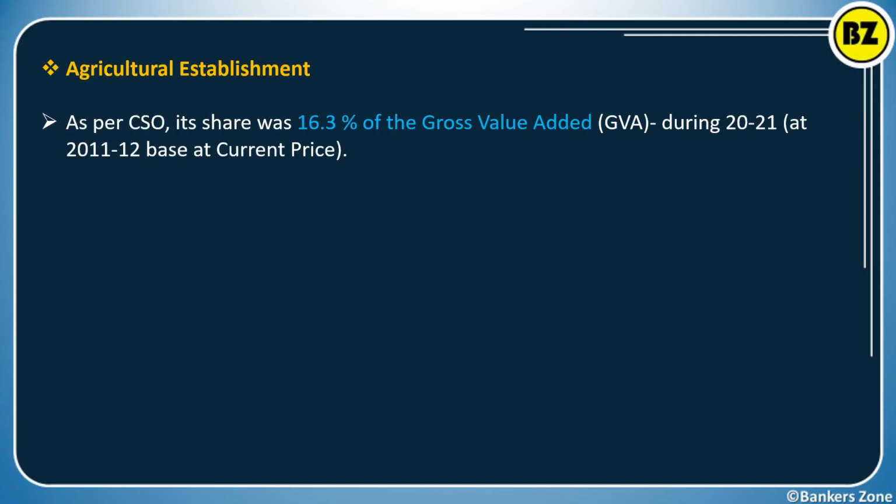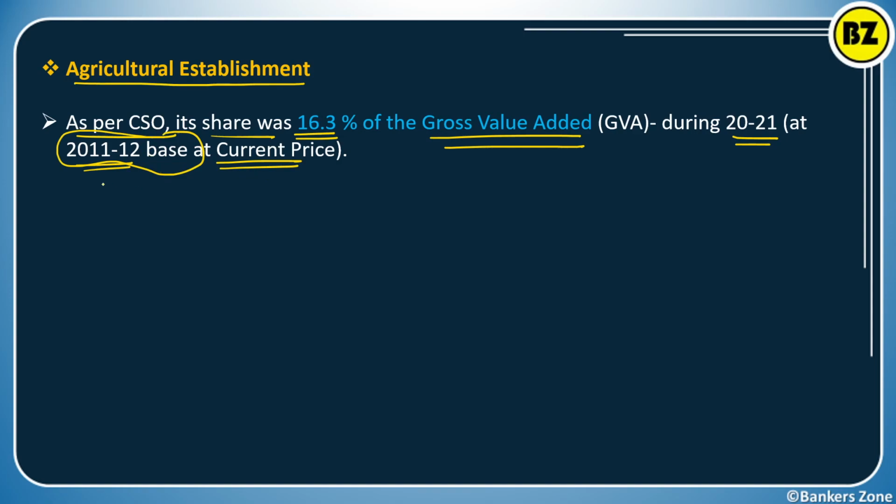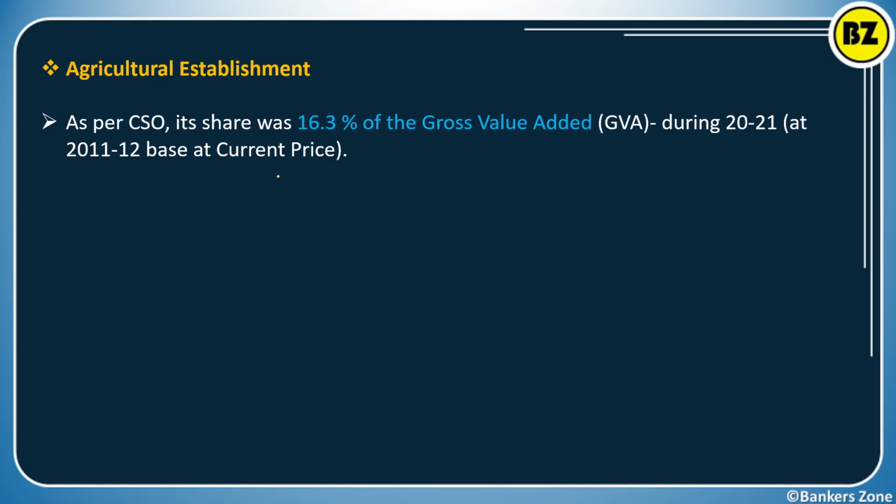Now, what are the agricultural establishments? Let's see some data. As per the CSO, the share was 16.3% of GVA, that is gross value added, during 2021-22 at the 2011-12 base at current price. Nowadays almost everywhere the base year is 2011-12, and generally it is calculated at current price. There are two prices, current price and nominal price. These are GDP concepts; you don't need to go into detail.